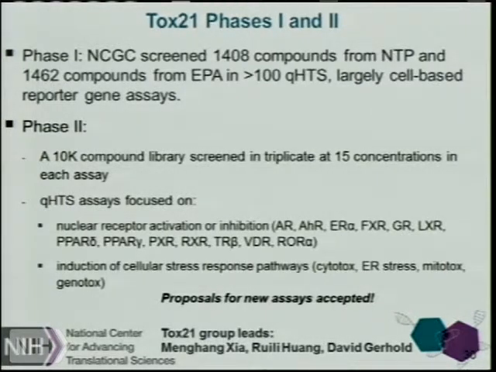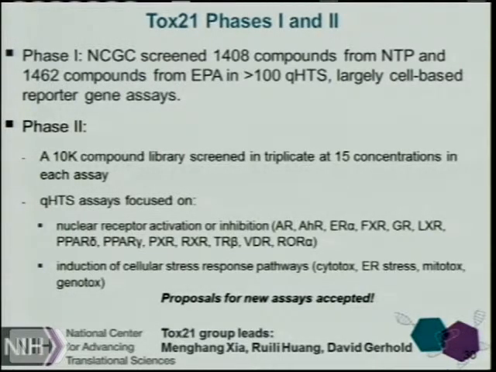These are all tested as 15-point dose responses in triplicate, generating really high-density data, very accurate data, redundant data deliberately, because unlike regular high-throughput screening where you just want a couple of hits and then you hope to progress them for drug development, here negative data are just as important.